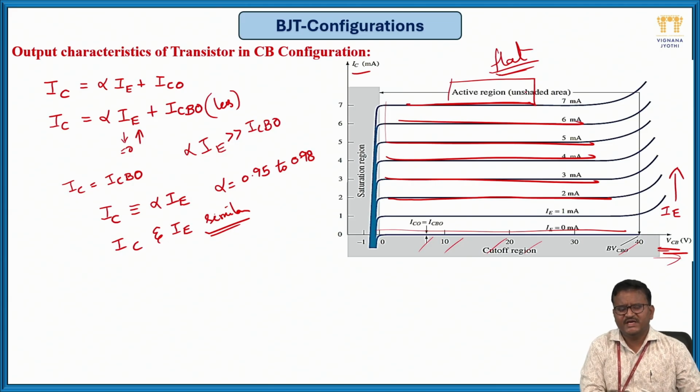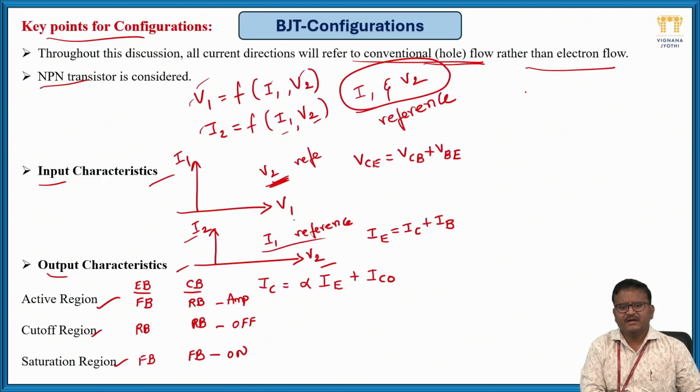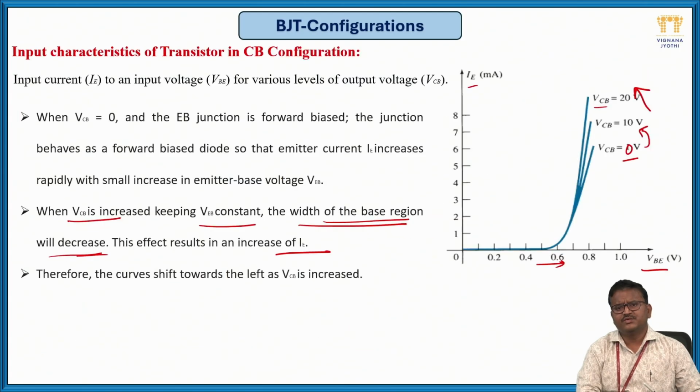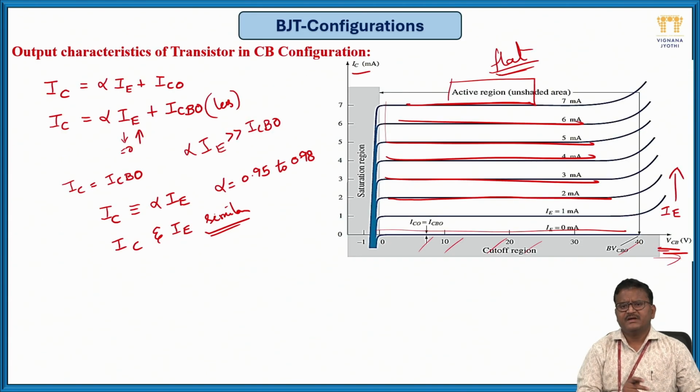Then one more region to be explained. As I told you, for output characteristics, you should explain the active region, cutoff region, and the saturation region. So active we have covered, cutoff we have covered, the leftover one is the saturation region. So what is the saturation region? Both junctions are to be at forward bias. As IE increases, the input junction, that is the emitter junction, is forward biased. When will the output junction be forward biased?